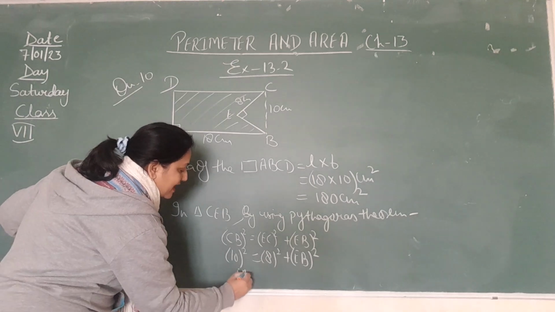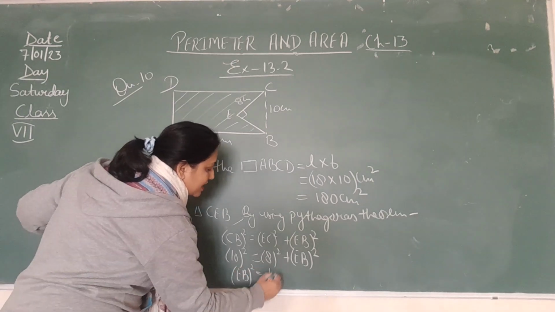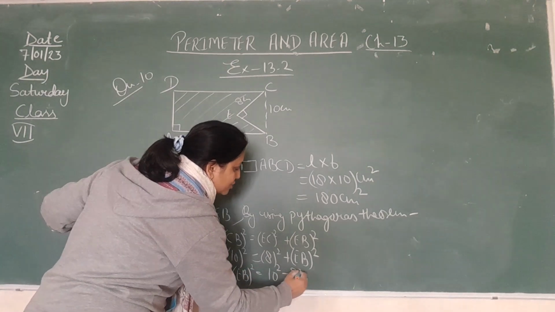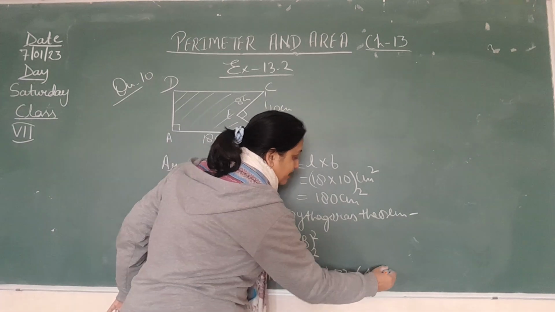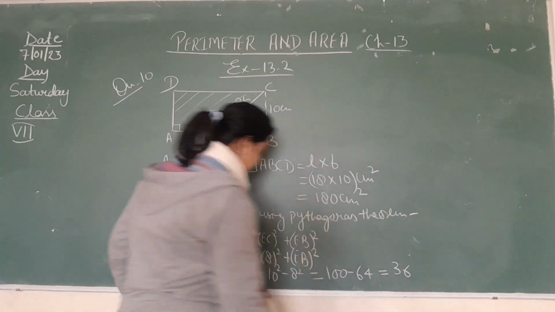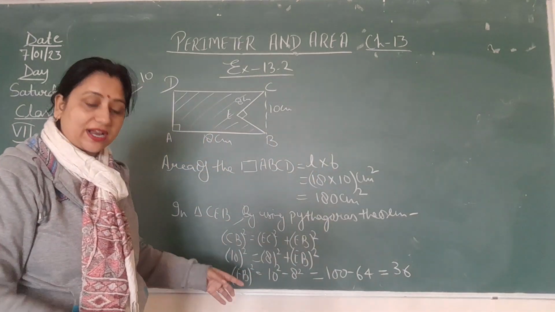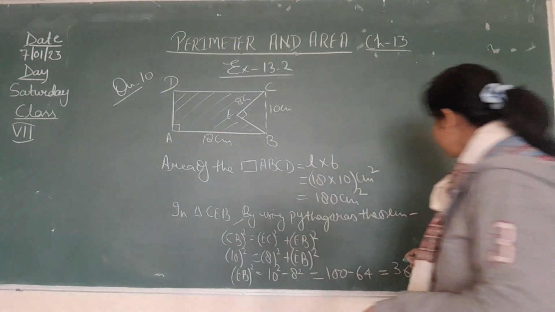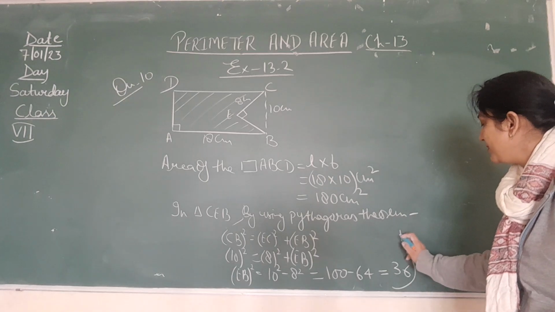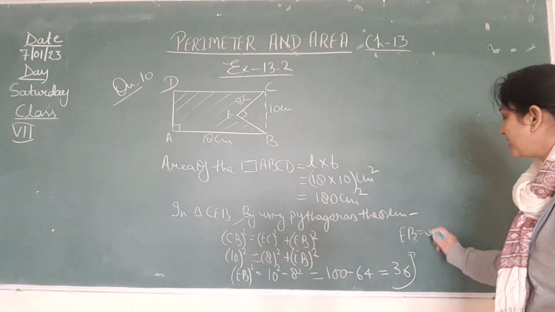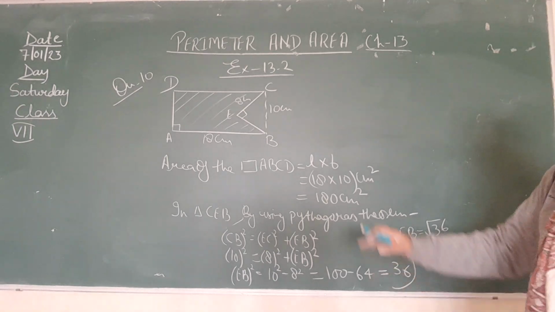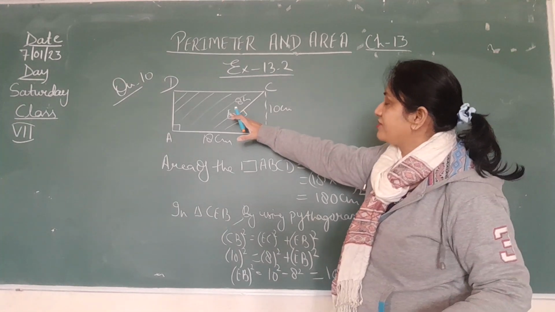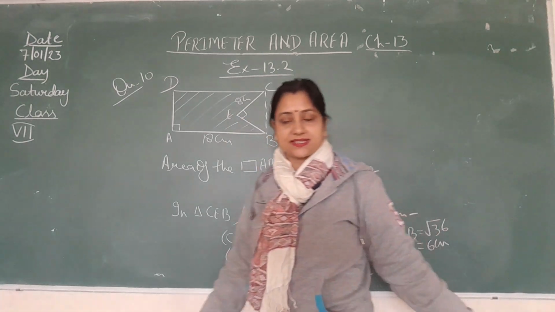So EB square is equal to 10 square minus 8 square. 10 square is 100, minus 64, which is equal to 36. So this is the value of EB square. So EB is equal to under root 36, which is equal to 6 centimeter. So the base of this right angle triangle, EB, is 6 centimeter.